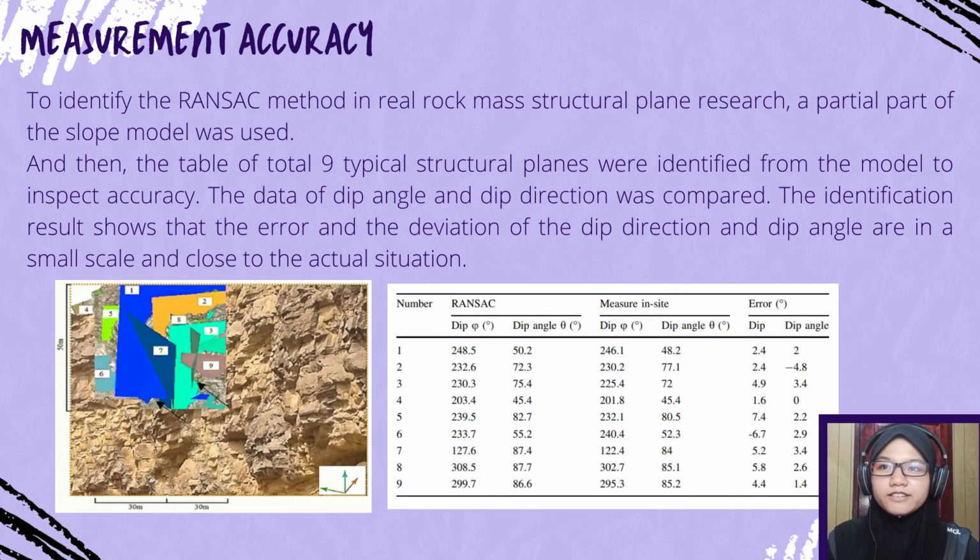Then, to identify the RANSAC method in real rock mass structural plane research, a partial part of the slope model was used, and a total of 9 typical structural planes were identified from the model. To inspect accuracy, the data of dip angle and dip direction was compared. The identification result showed that the error and the deviation of the dip direction and dip angle are on a small scale and close to the actual situation.